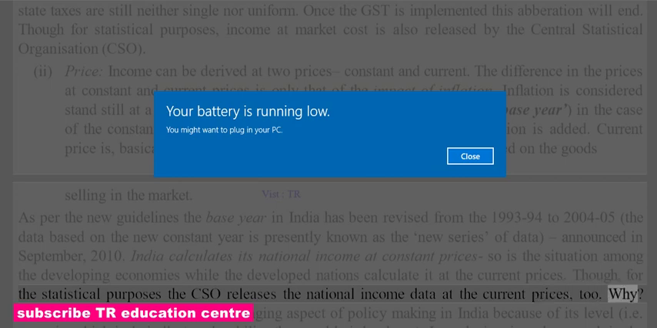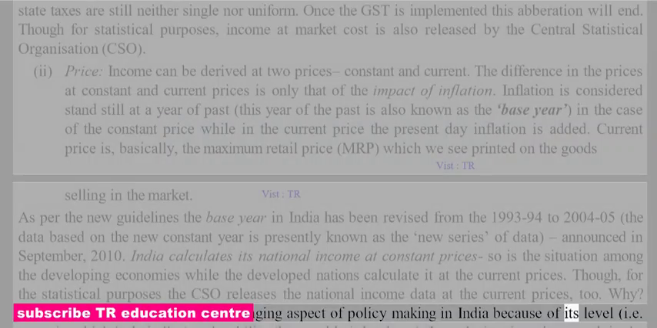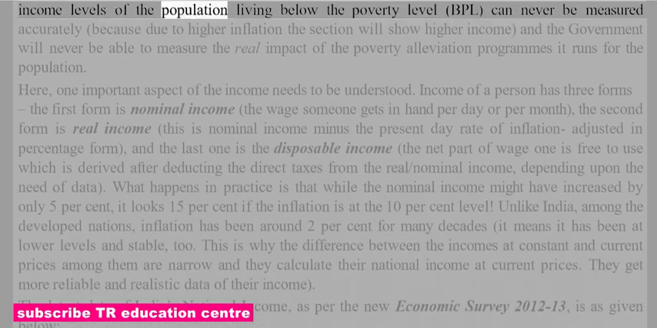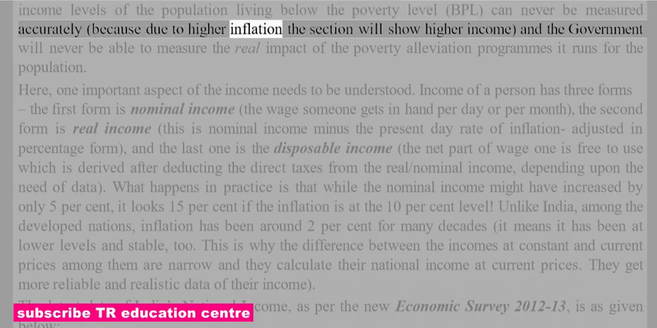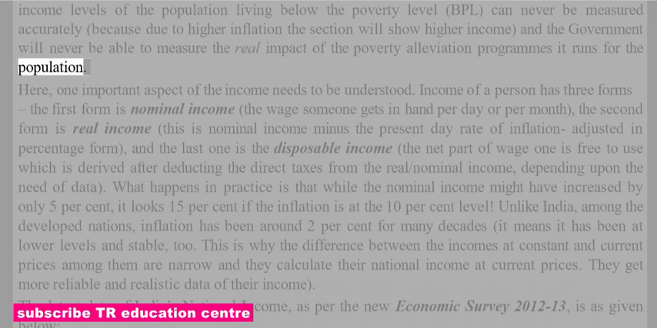Why? Basically, inflation has been a challenging aspect of policy making in India because of its level, the range in which it dwindles, and stability, how stable it has been. In such situations, the growth in the income levels of the population living below the poverty level, BPL, can never be measured accurately, because due to higher inflation the section will show higher income, and the government will never be able to measure the real impact of the poverty alleviation programs it runs for the population.